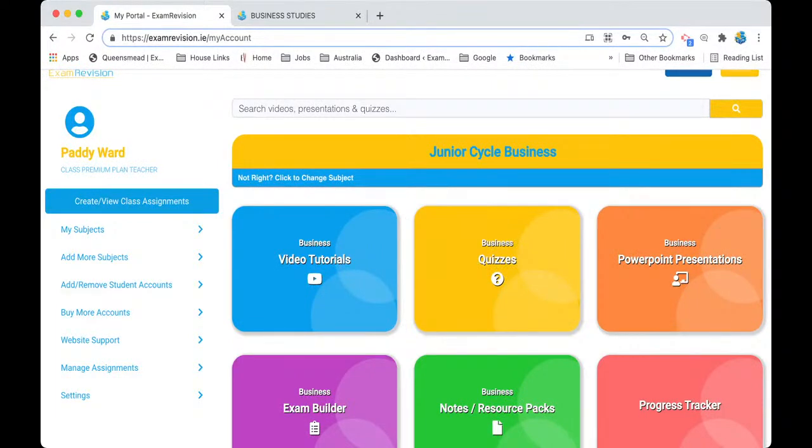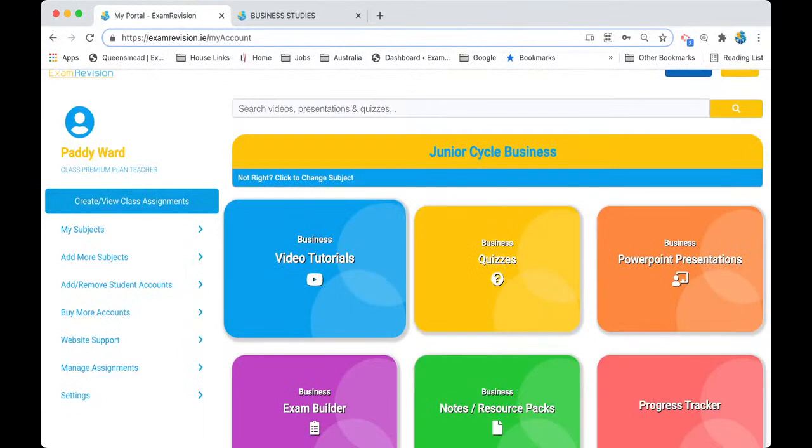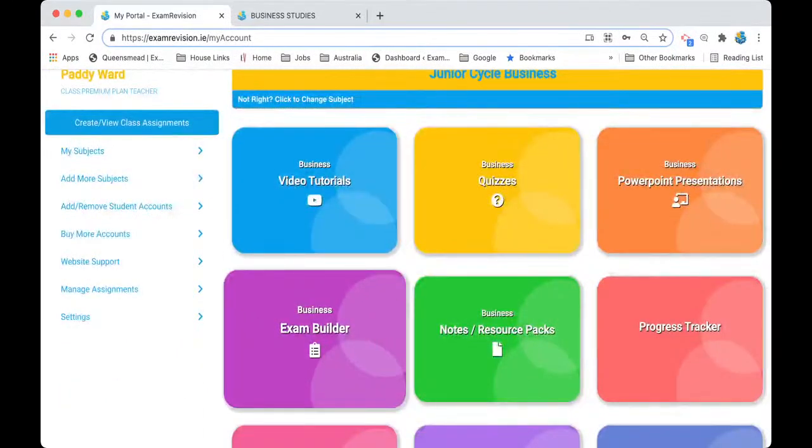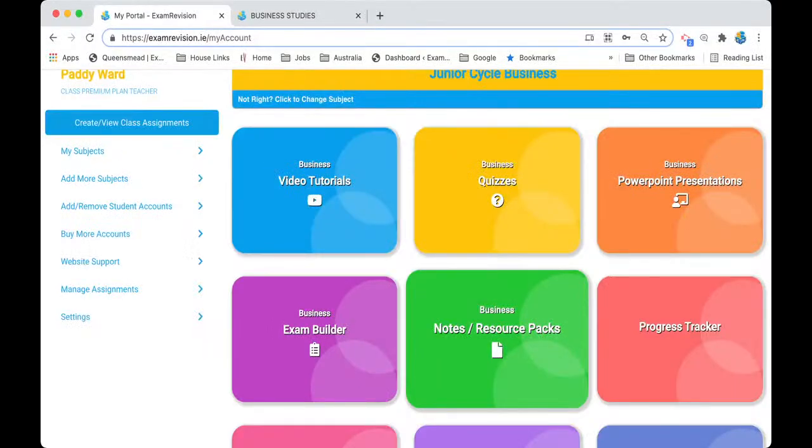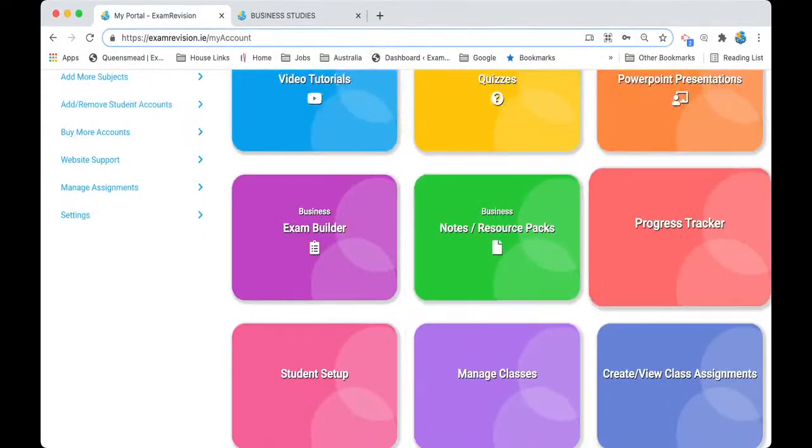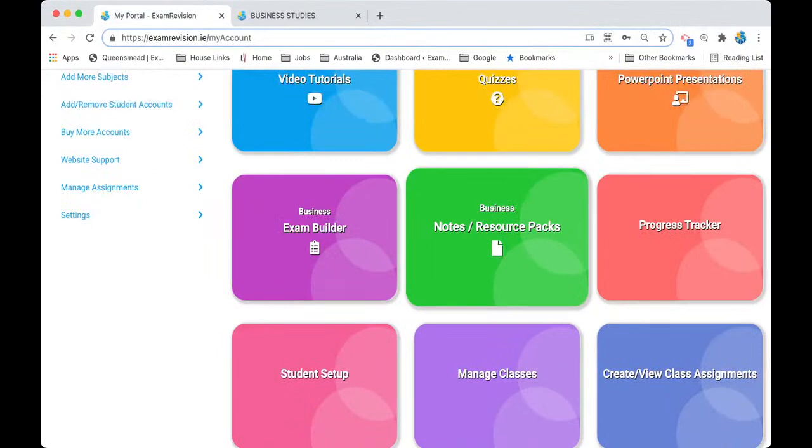You can see we have it broken up into the different resources that we have. We have our video tutorials, our quizzes, PowerPoints, and an exam builder which allows you to look at previous exam questions that have come up in the different topics and challenge yourself by attempting those questions. We have a resource pack, which is different challenges you could use to assist in your revision, and there's a progress tracker, which would be more so for your teacher if they were signed up.